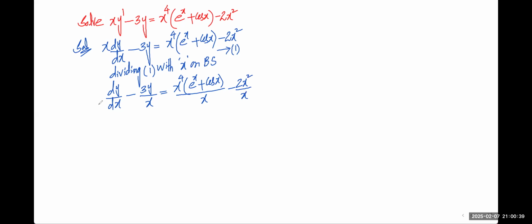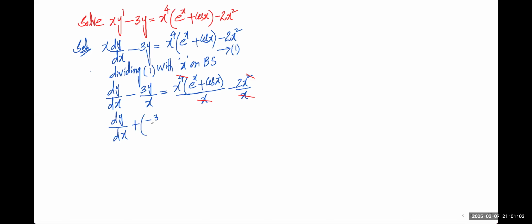Some of the terms are cancelled. Here we can cancel the square term with x, and the 4 cancels with 1, we get x power 3. Now look at what happened. dy by dx plus minus 3 by x into y, can I write like this? Is equal to, please reply, x cube into (e power x plus cos x) minus 2x. Is it okay?